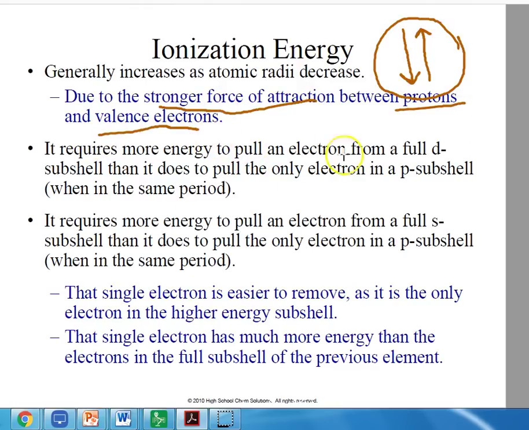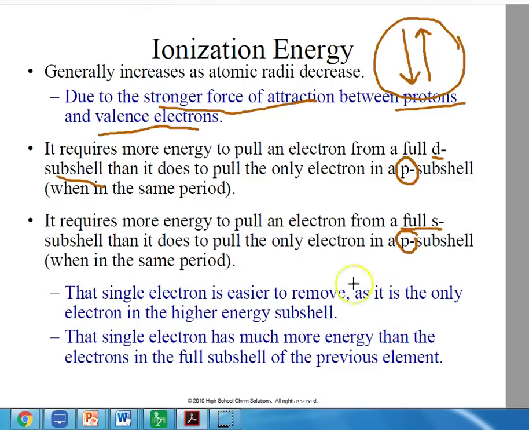However, there are a few exceptions, and one is at group 13. In group 13 is when we go into the p, right? So that's why there is an exception there, because it's taking more energy to pull the electron from the full d than just that one in the p, or from the full s than that one in the p. So really it's because we're moving into this new sub-level, okay?